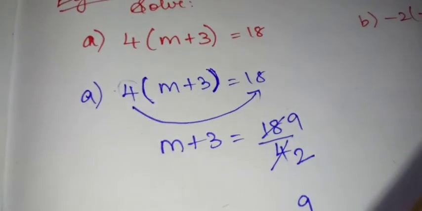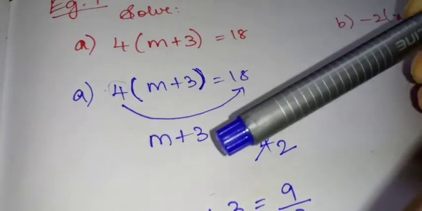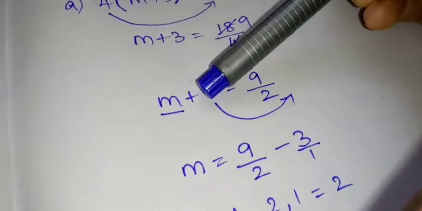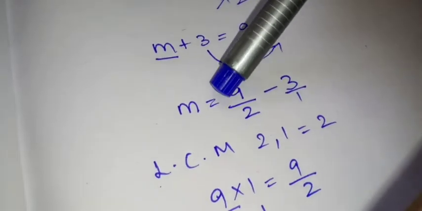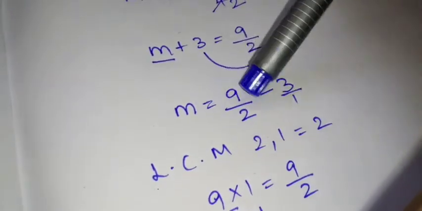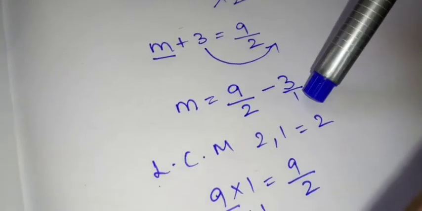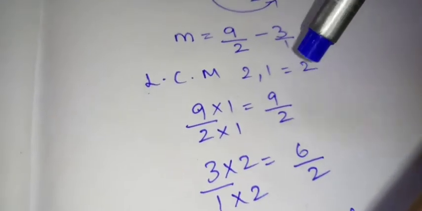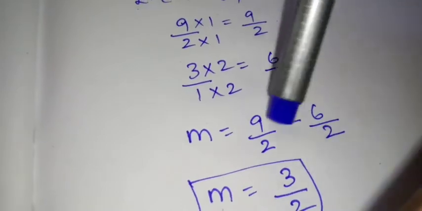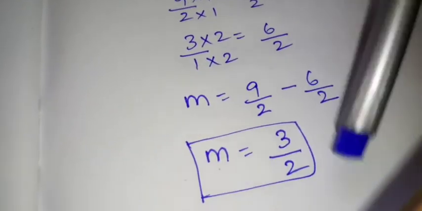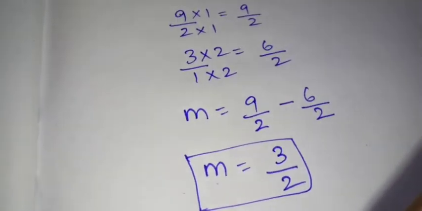Okay, it is very important, children. I am shifting one digit to the other side; plus 3, if it goes that side, becomes minus. We cannot subtract directly because it is a fraction and a whole number. So we have converted this whole number to a fraction, then we have taken the LCM, then we have solved using subtraction of two fractions. So m is equal to 3 by 2 is the answer.